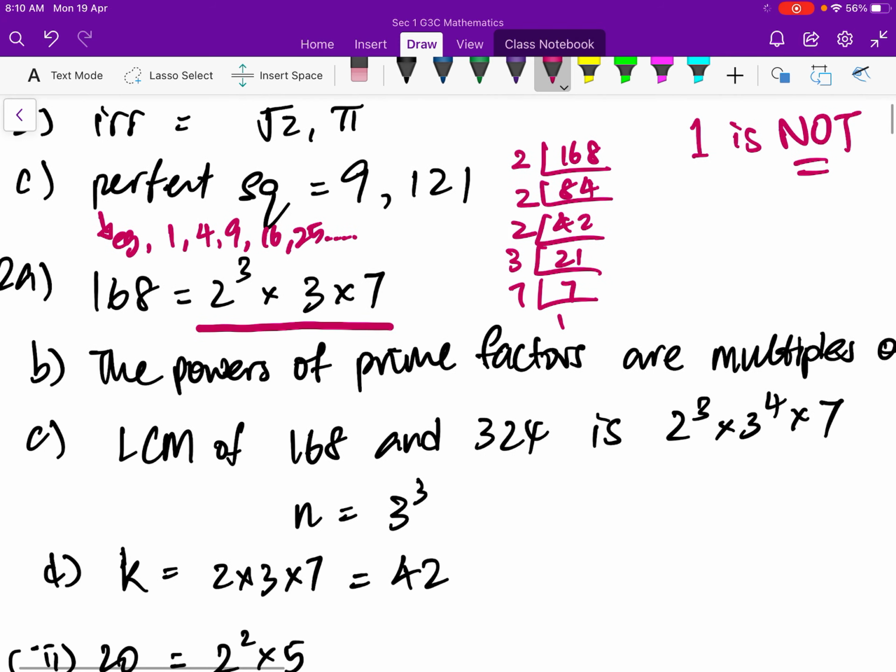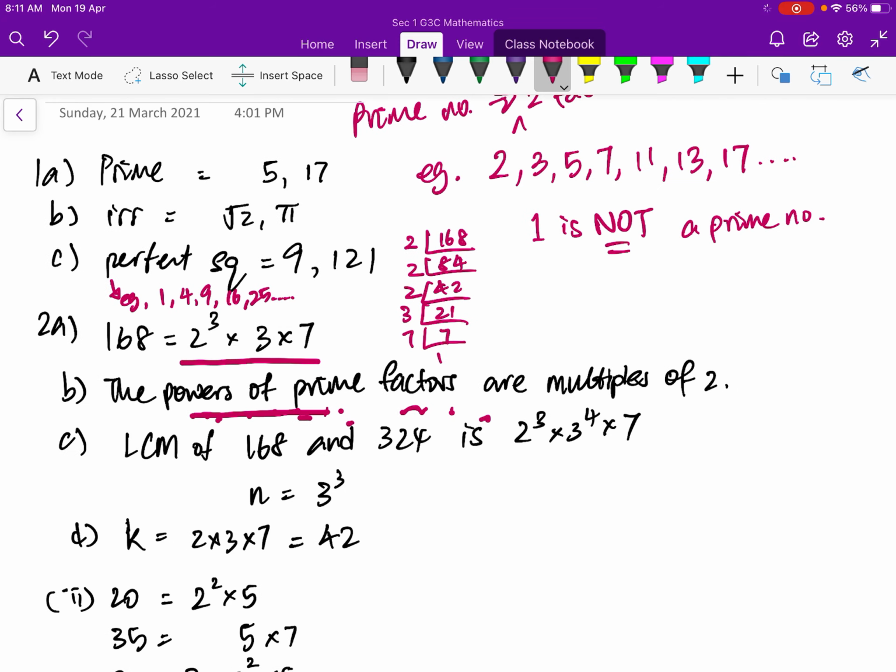Look at the question carefully. Using prime factors, explain why 324 is a perfect square. Are you allowed to say, with my calculator, when I press square root 324, I get 18, therefore it is a perfect square? Cannot. They stated very clearly, use prime factors to explain. Even if they did not state that, if they just ask you to explain why 324 is a perfect square, you also cannot use your calculator. The only way that we accept it will be by talking about the powers of prime factors.